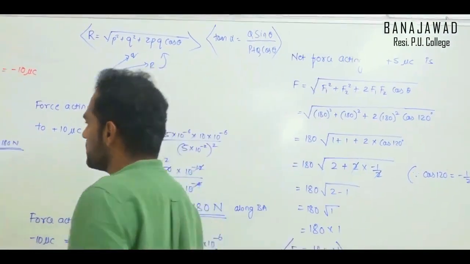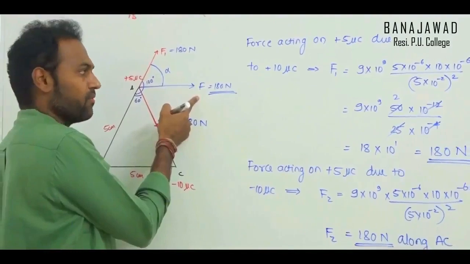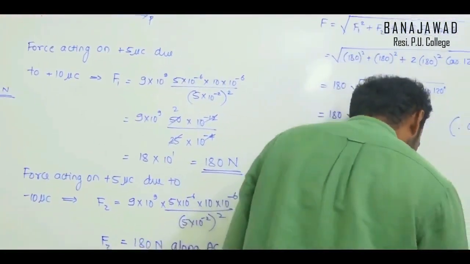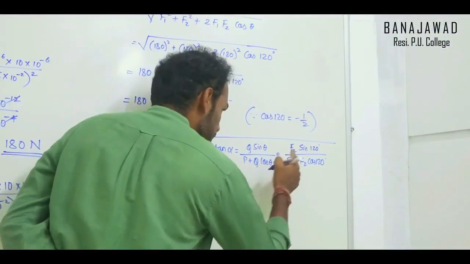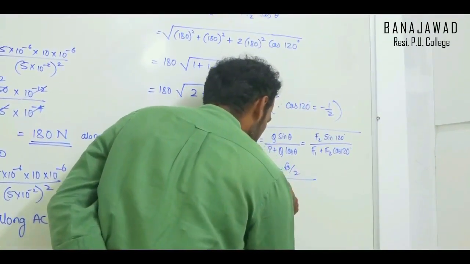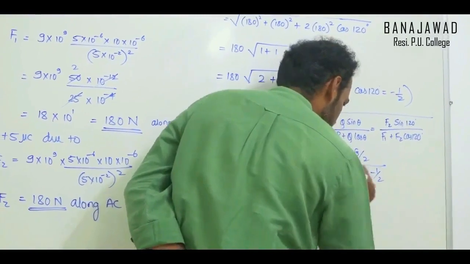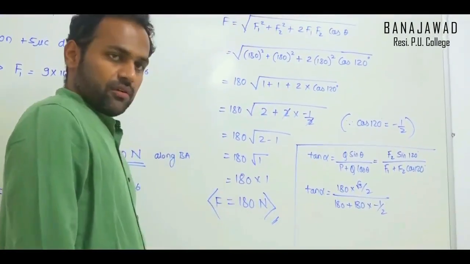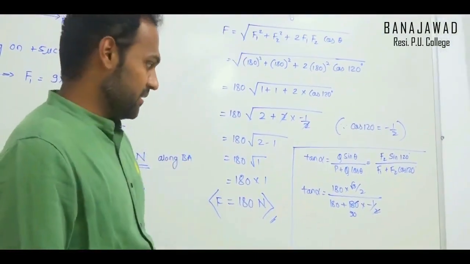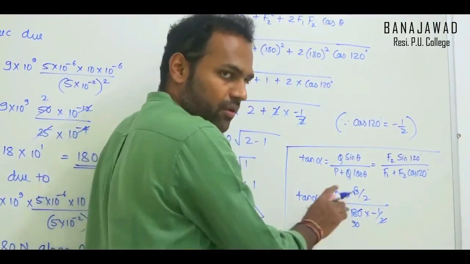I will name that angle alpha, the angle between F1 and F. We have to calculate this alpha using this formula. So tan alpha is equal to F2, which is 180, times sin 120 degrees, which is root 3 by 2, divided by F1, which is 180, plus F2, which is also 180, times cos 120 degrees, which is minus 1 by 2. Let's simplify this. 180 means 2 90s, so minus into plus will be minus. 180 minus 90 is equal to 90.